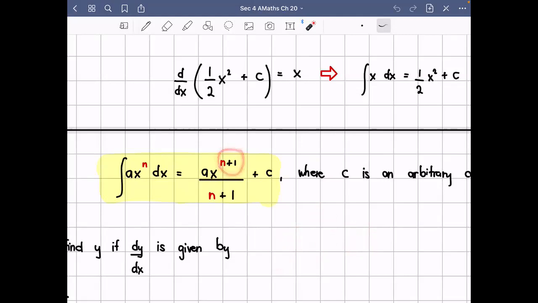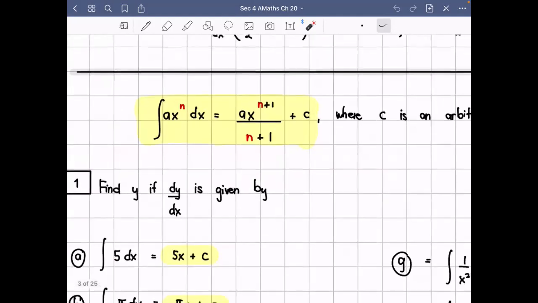So this time, instead of subtracting 1, we add 1 now. And then what happens here is your denominator. If n plus 1 is the exponent, your denominator is n plus 1 here. Don't forget that. And then plus c. Don't forget your arbitrary constant c. Okay, so let's apply this.